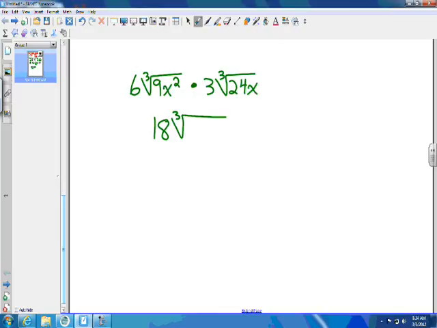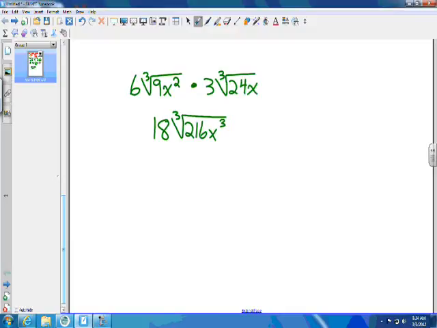What is 9 times 24? 216. And we would have x to the what? X to the 3rd. So we've combined that down. Now we've just got one number instead of two separate ones.